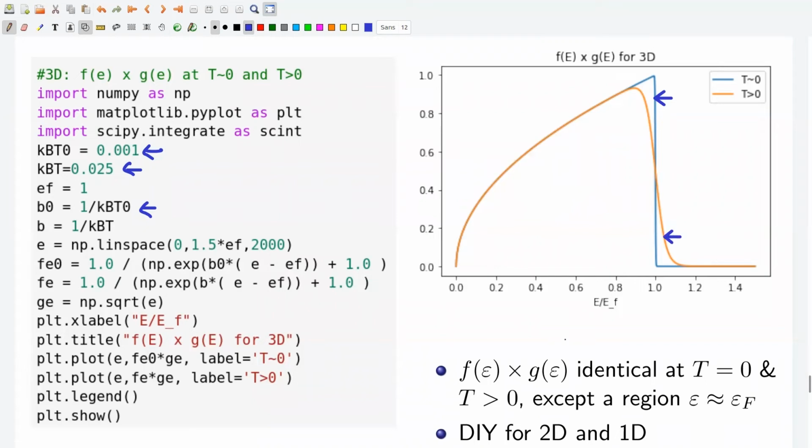Note that Fe times Ge is identical at T equal to 0 and T greater than 0 except in a region close to the Fermi energy. That is, they are identical in this region as well as in this region, but only in the region close to the Fermi energy do the blue and orange curves differ from each other. Here I have shown it for a 3D free electron gas. You can write a code for 2D and 1D free electron gas.